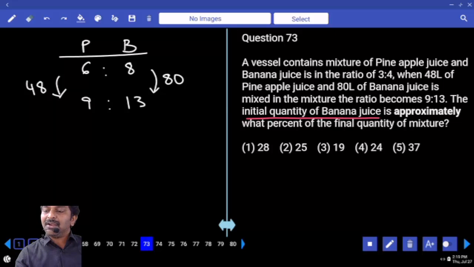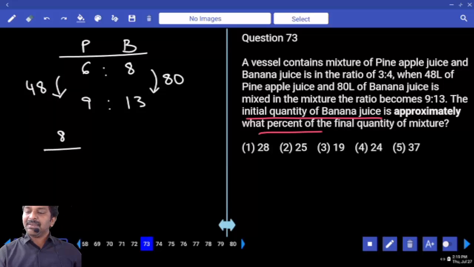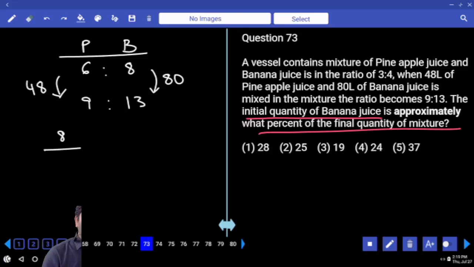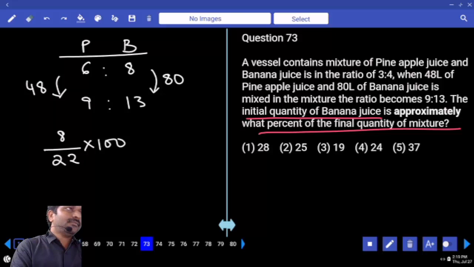The initial quantity of banana juice, how many parts? 8 parts. Is approximately what percent of the final quantity of mixture? Final quantity of mixture in the sense 9 plus 13, which is 22 only. That means into 100 only. Right. What is 10% of the denominator? 30% is 6.6. Much more than that. 40% is 8.8. Less than that. So the answer must be between 30 and 40. Followed.